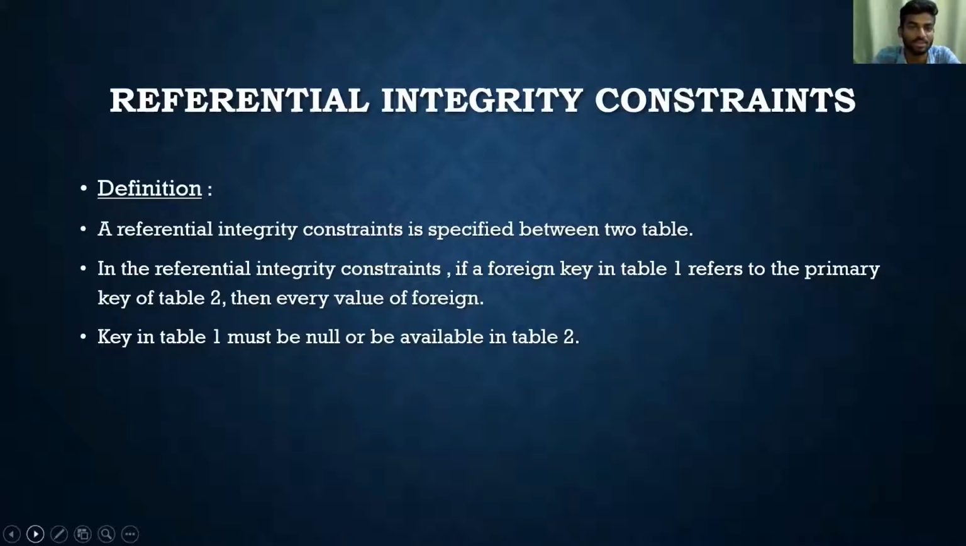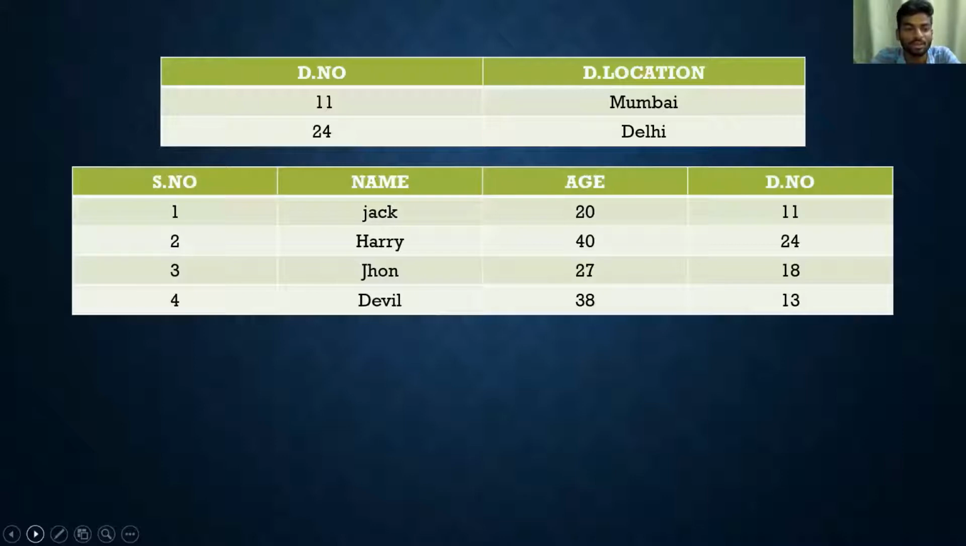Next, we see the example. Here S number, name, age, door number. These are the attributes of the first table. Next, table 2: door number, location. This is the second table. Okay, you can see the door numbers 11, 24, 18. This attribute is a foreign key of table 1. This foreign key is used as the table 2 primary key. You can only declare it as the table 2 primary key.